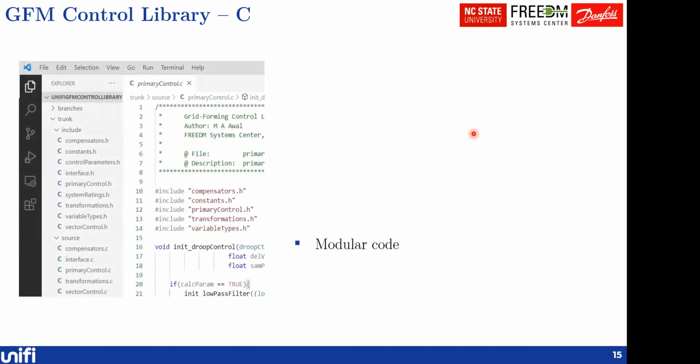All right, so with that, the other thing that I want to mention about this code base is that it's done in a completely modular way. That means you can pick and choose which layer you want to use. As you can see, there are different files. So these are the compensators, these are the primary control, then transformations, vector control. So you can pick and choose which layer you want to use and which one you want to write your own. That can be done.